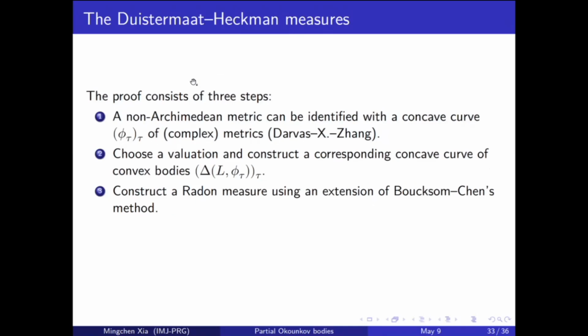And the proof consists of 3 steps, and you can see where the Okounkov bodies come from. The first step is due to the theory developed by Tamas Darvas, myself, and Kewei Zhang. We show that the Hermitian metric can be identified with concave curves of metrics. Here by metric, I mean a metric on the line bundles in the complex setting. Tau is a real variable, and phi tau is a metric on the corresponding line bundle. And then the next step is to choose a valuation or a flag and construct a corresponding concave curve of convex bodies. So we pass from the curve of metrics to the curve of convex bodies. These are the partial Okounkov bodies.